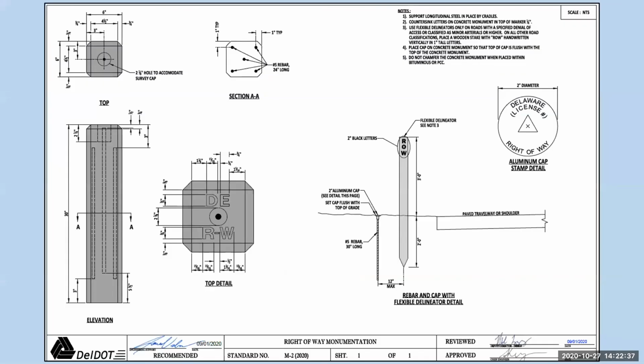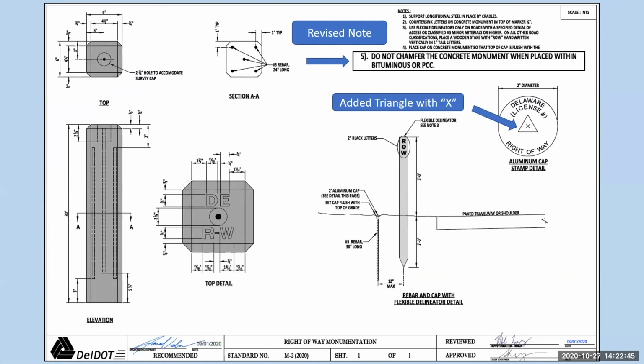We'll go again. All right, so the right-of-way monumentation, M-2, just added a triangle with X for the aluminum cap, and revised the note to not change for the concrete minor replacement by 2 minutes or PCC. We want them to be flush with those.